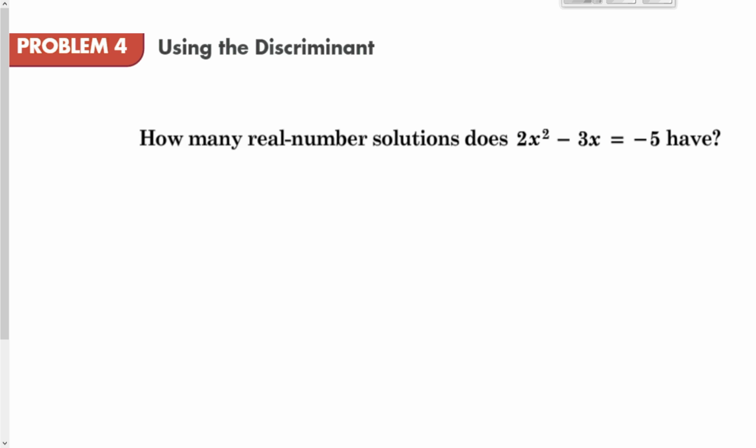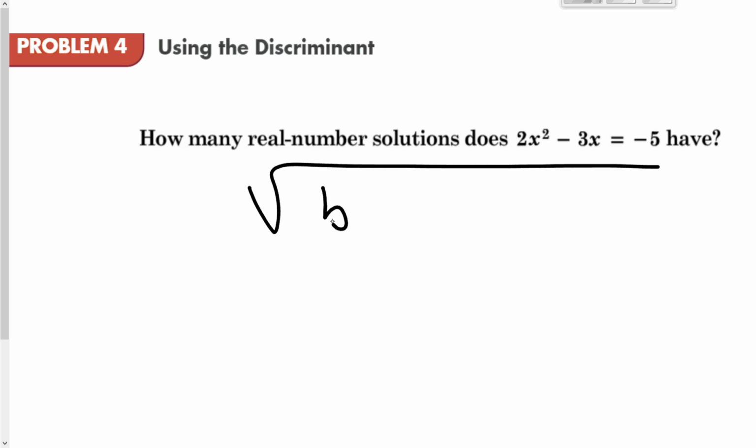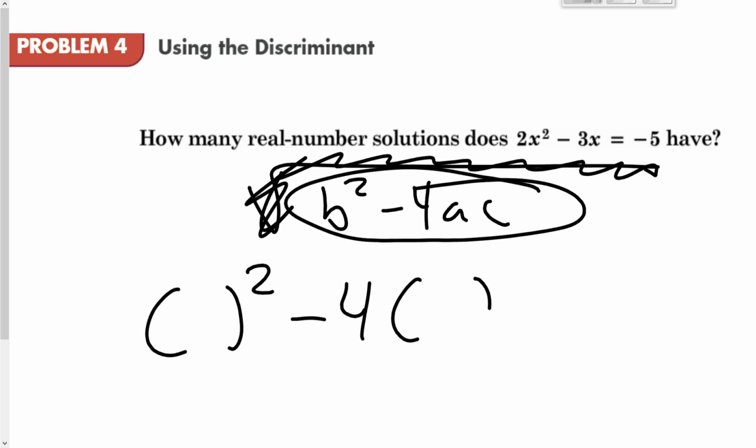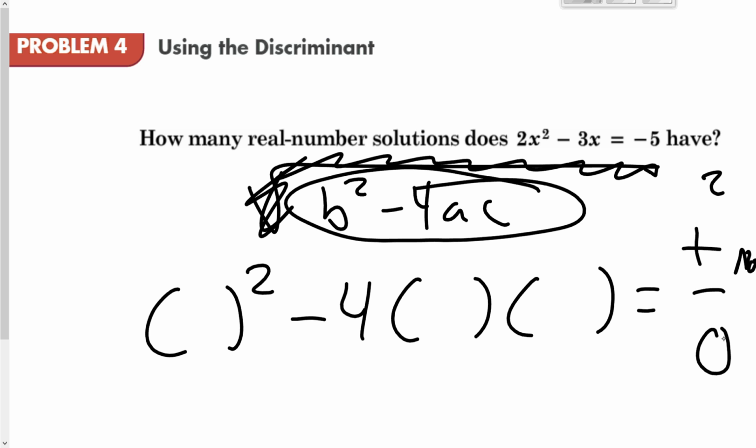So go ahead and use the discriminant. All you have to do is just the part that's underneath. We don't even care about the square root here. All we care about is what is underneath the square root. So we're just doing b squared minus 4 times a times c and seeing what that is. Is that number positive? Is it negative? Or is it 0? If it's positive, that means we have two real solutions. If it's negative, we have no real solutions. And if we have 0, that means we have one solution.